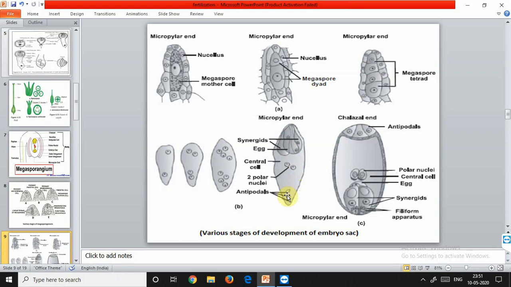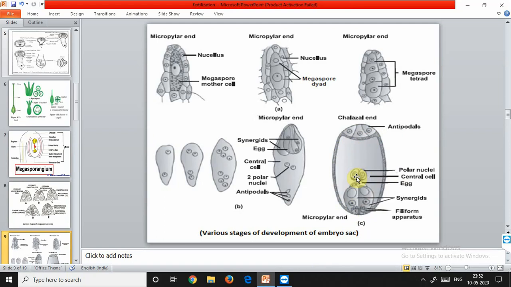Now, the remaining 2 nuclei present in the center are called the central or the polar nuclei or definitive nuclei. So this entire structure is called the embryo sac. Now we have a complete embryo sac formed, which represents the mature female gametophyte. Thus, normally it contains a 3 plus 2 plus 3 arrangement of cells in a typical embryo sac. These are the 3 antipodals, and the 3 means 2 synergids and 1 egg. And the 2 is the central cell, that is the polar nuclei.